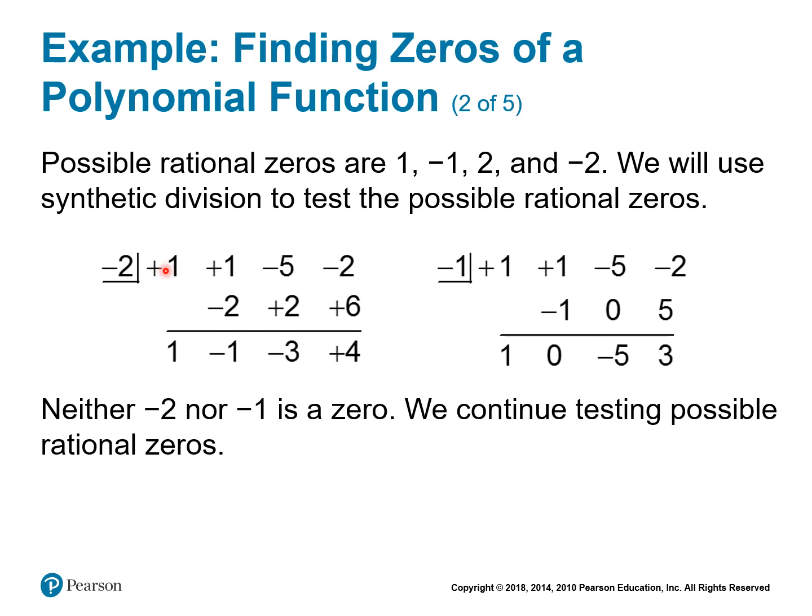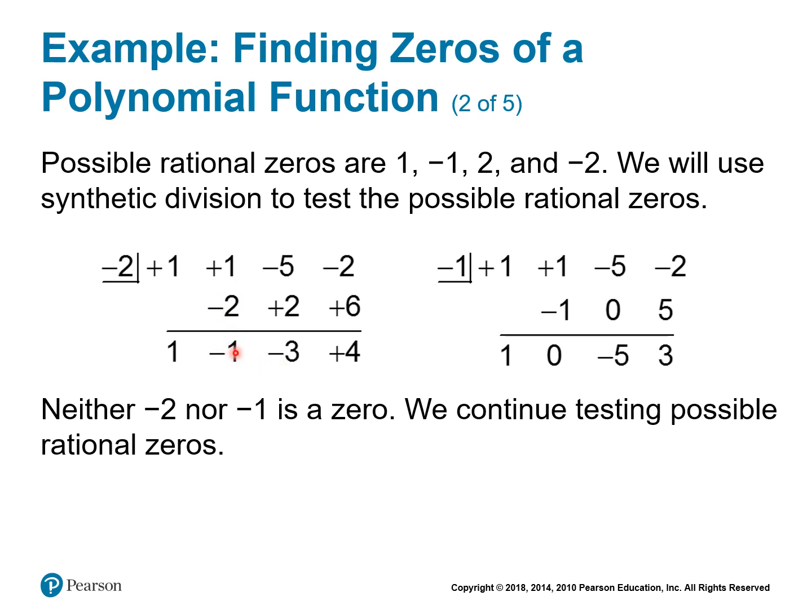We first bring the +1 down and write it below the line. All right, so 1 is written as is, and then it's -2 times 1 is -2. We write that value above the line, right below the second coefficient, the second term here, and then we add 1 plus -2, which is -1.